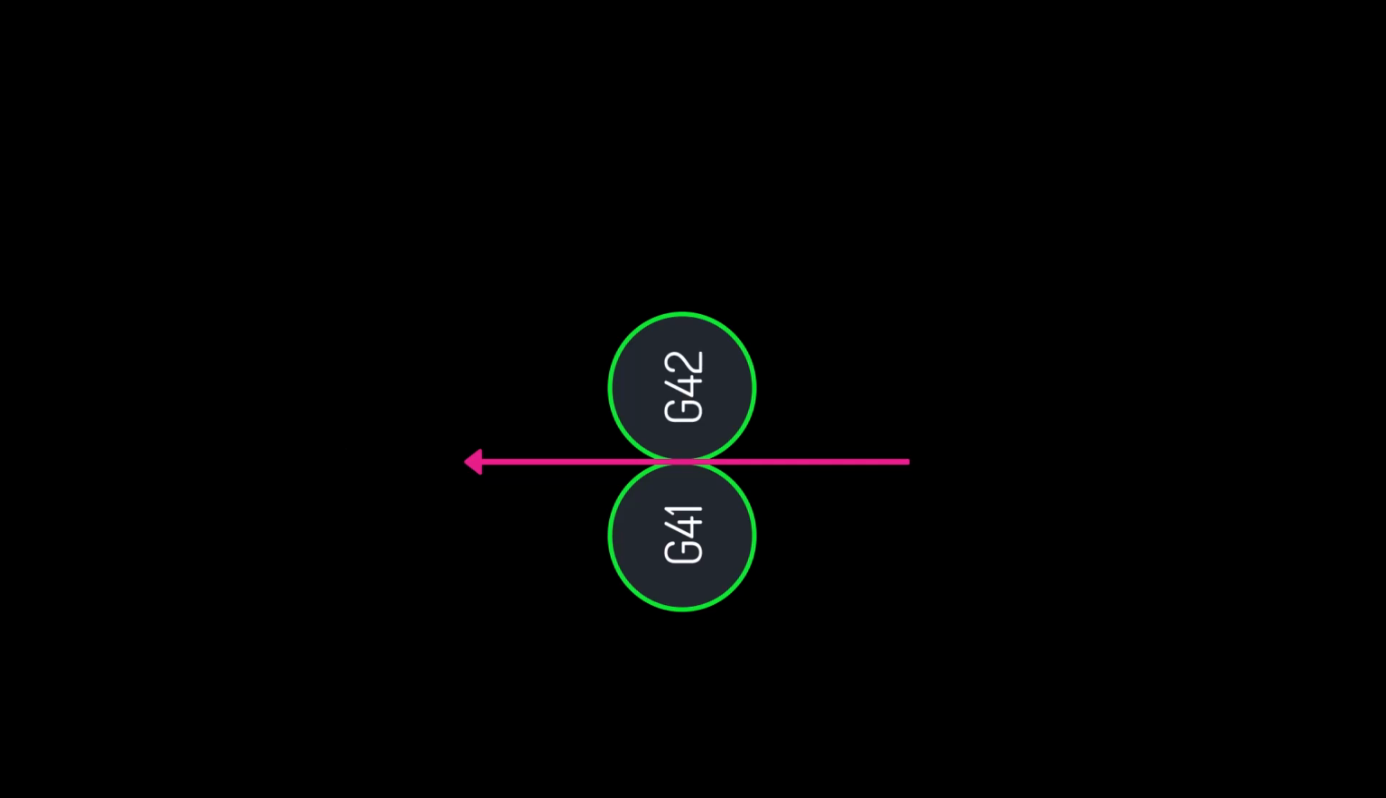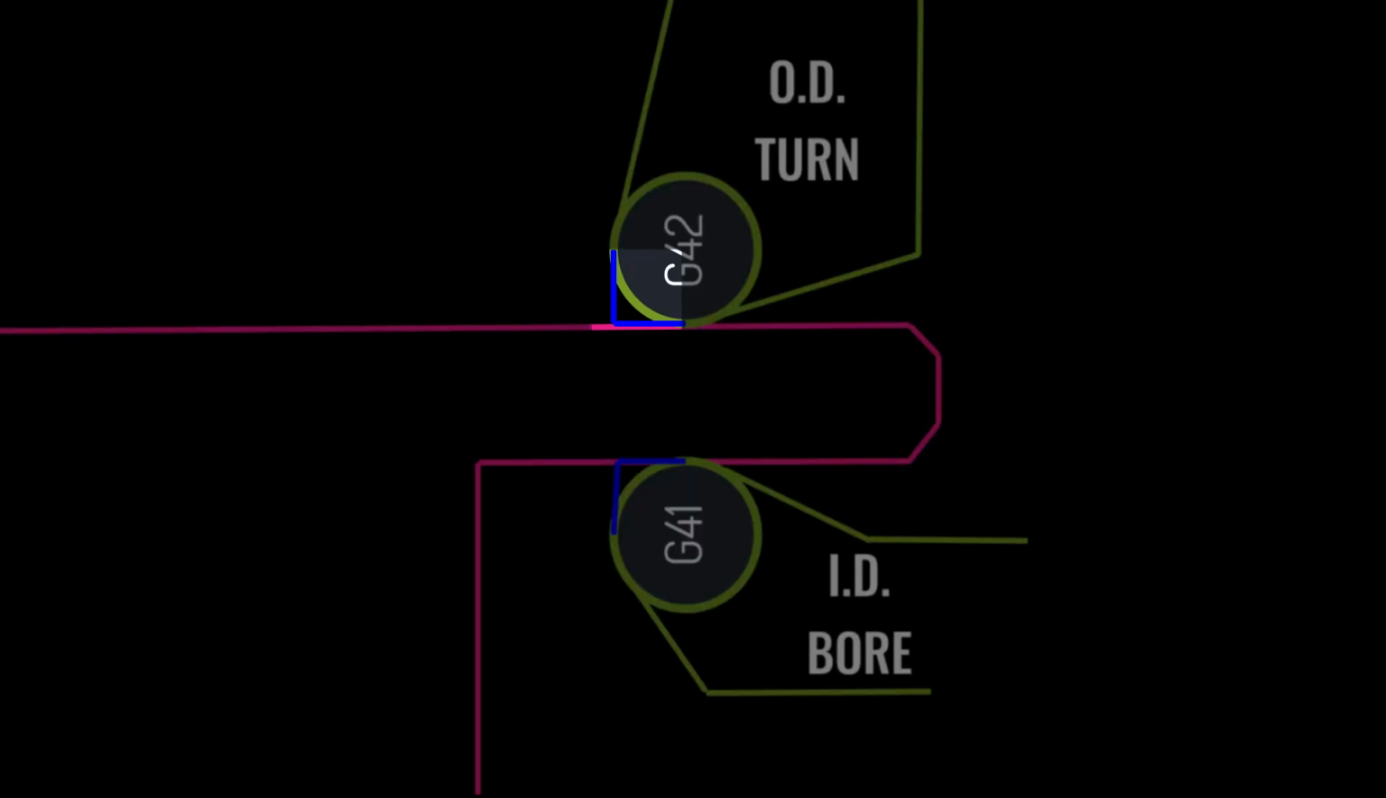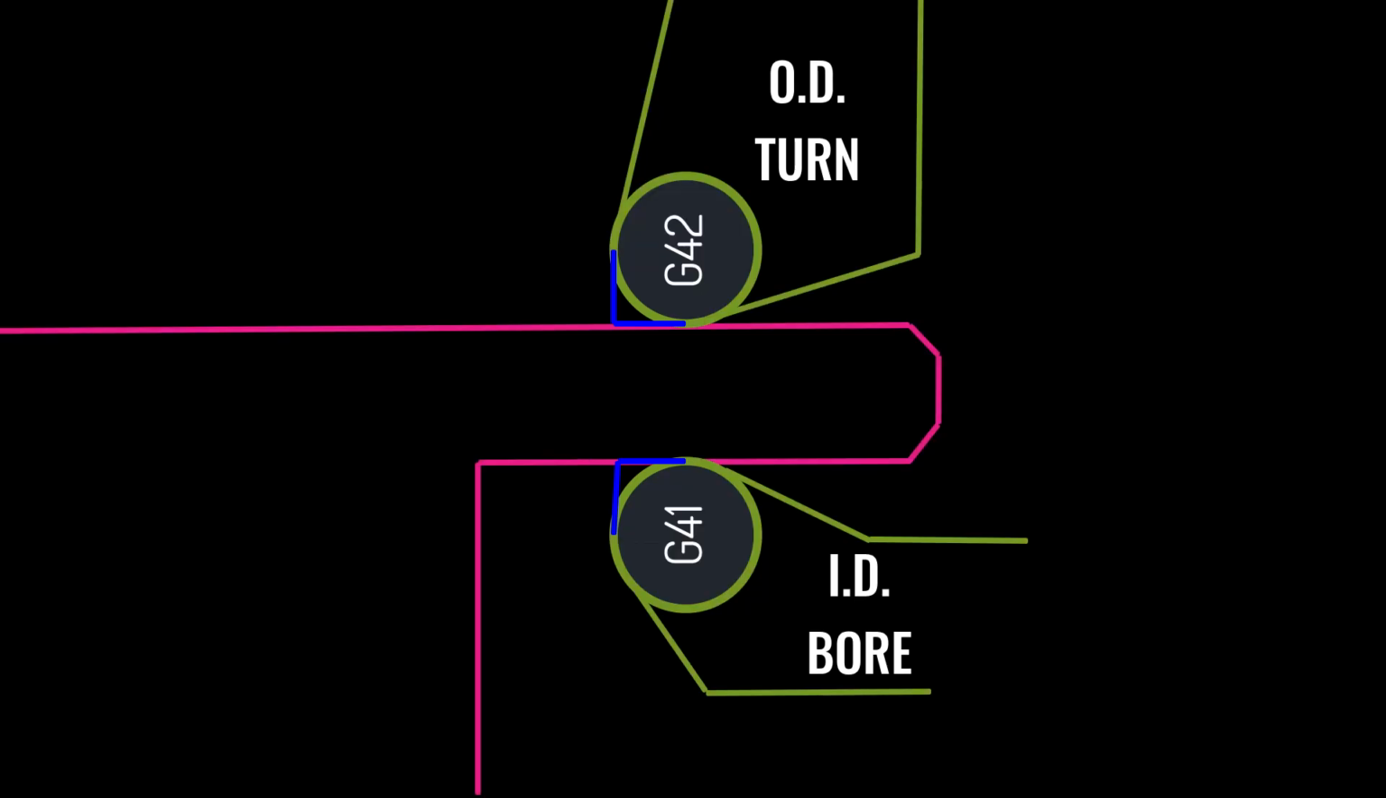If we project the tools onto a part profile, it will show that G42 is used for OD turning and G41 for ID boring. Notice the actual program point of the turning and boring radiuses are not even on the tool. They are the intersection of the tangent, face, or turn created by the radius. This tangent point is what we use to set the tool offsets.